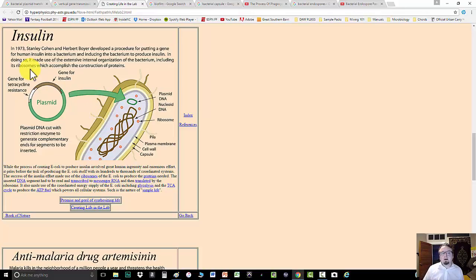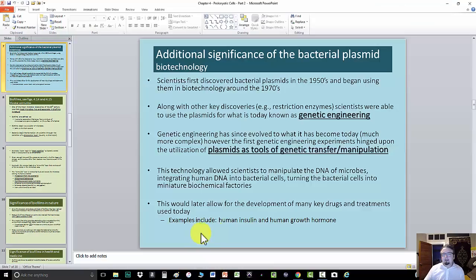So by taking the gene out of the human body, putting it into the plasmid, and then transferring that into the bacteria, you actually get the bacteria to make insulin. Anybody who conducts this process correctly can actually get bacteria to synthesize insulin. And then what they do is they do this on a large scale and extract the insulin and collect it after it's been purified. So there's a lot of details I'm leaving out here, of course, but that's the idea.